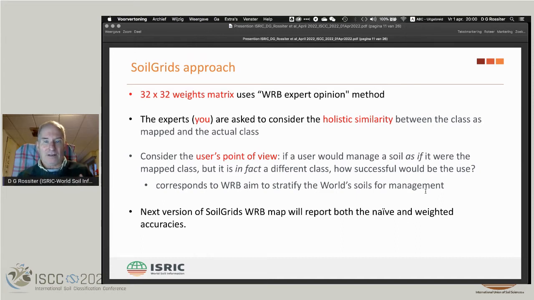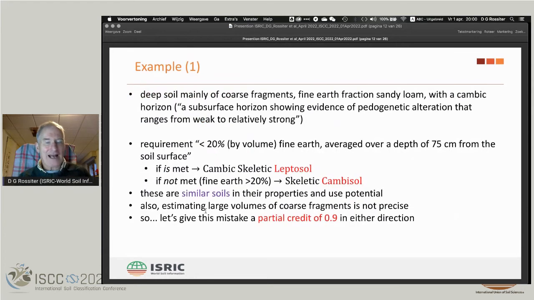And this, of course, is somewhat context sensitive, but the concept is you should have some idea of what's closer or further. And what we're going to do in our next version of SoilGrids, we'd like to report the accuracy, both our naive accuracy and also the weighted ones. And I'll give an example.